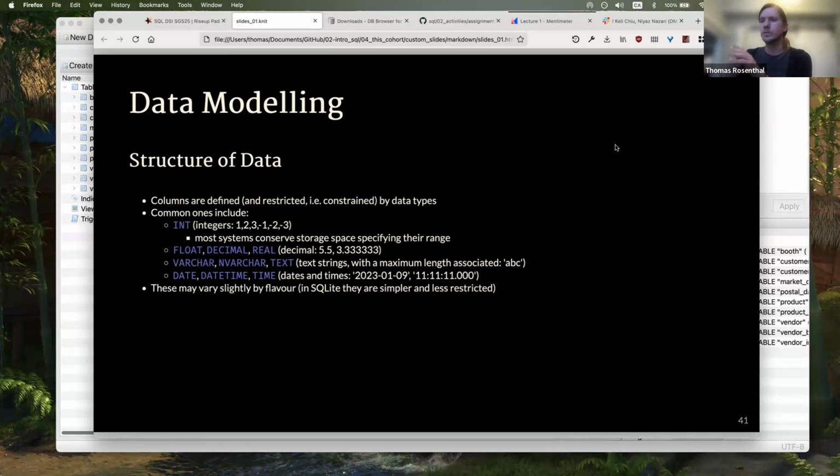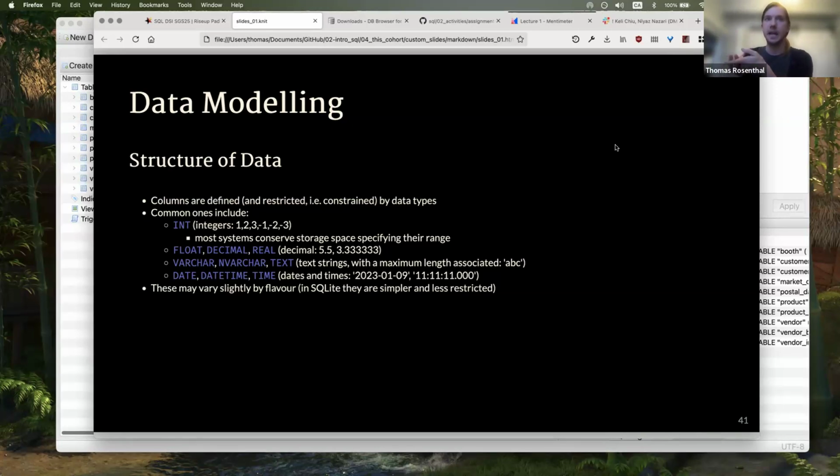We have float, decimal, real. These are ways to articulate decimal values: 5.5, 3.333, 3.14, whatever. We have varchar, nvarchar, text. These are your text strings. So usually you also specify a maximum length. They're going to be in single quotes, A, B, C in single quotes.